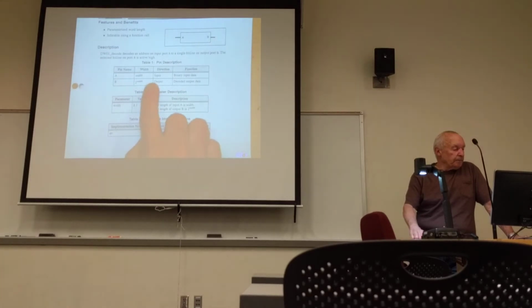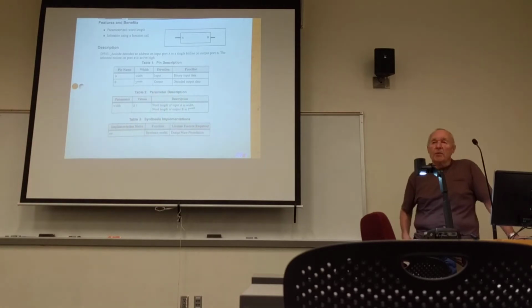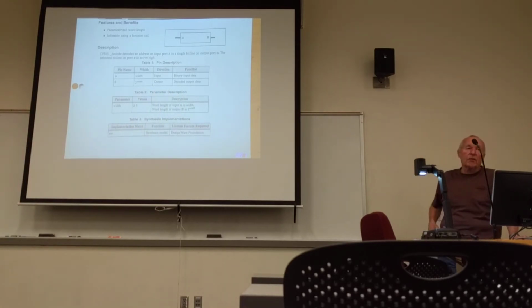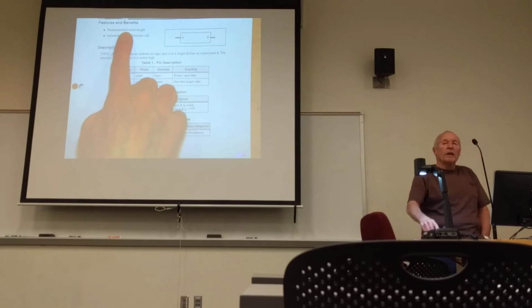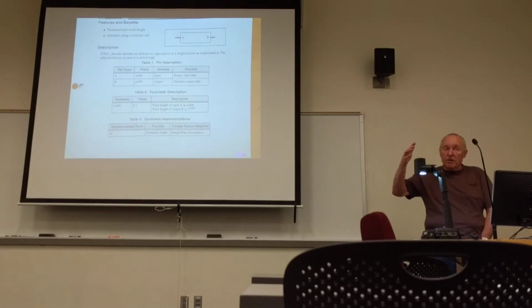The A input has so many bits in, it's binary encoded input data, and it has 2 to the width outputs, which are decoded output data. This is doing a binary to decimal conversion for you. So if I have 4 inputs, I've got 16 outputs. This uses a parameterized word length, so it's followed that good design practice of using the module instance parameter override when they coded up the module.